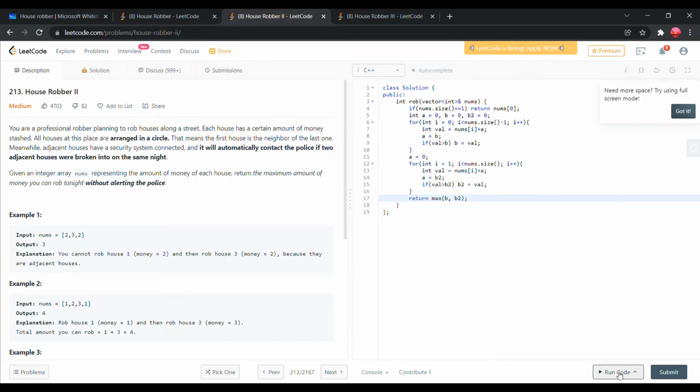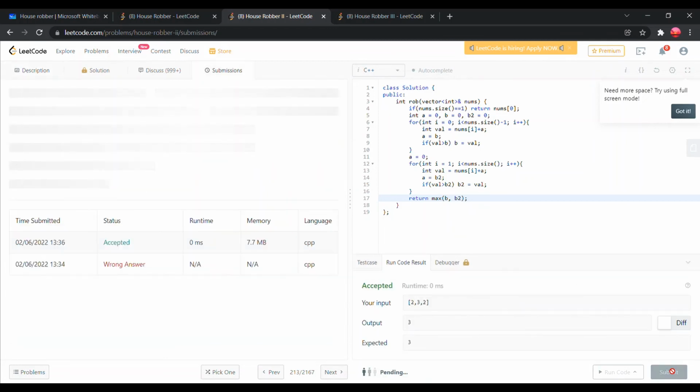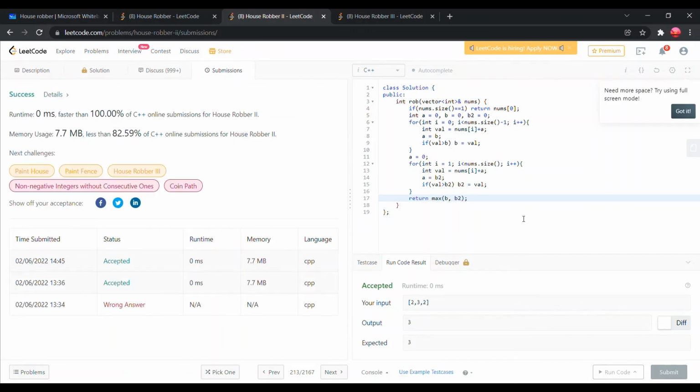Let me see. Okay, let's see if that works. Yeah, okay, it works. And pretty much that's it.